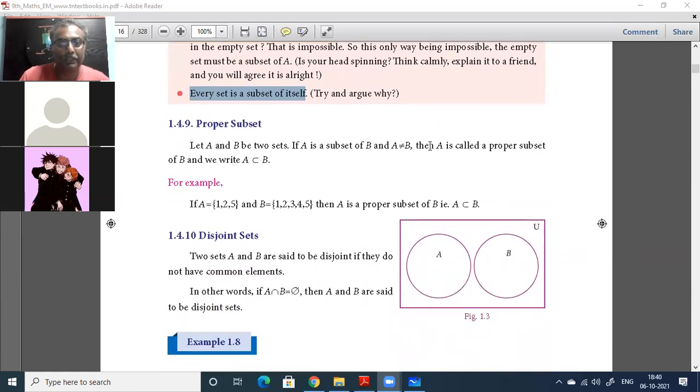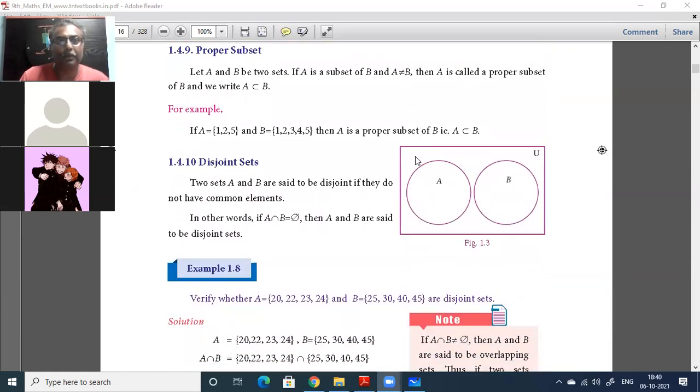Okay, one more thing we'll do and we'll stop. What is a proper subset? Arpana, can you read? Yes, uncle. Proper subset. Let A and B be two sets. If A is a subset of B and A is not equal to B, then A is called a proper subset of B, and we write A is a proper subset of B. Now see the example, you will understand. For example, if A is equal to {1, 2, 5} and B is equal to {1, 2, 3, 4, 5}, then A is a proper subset of B.